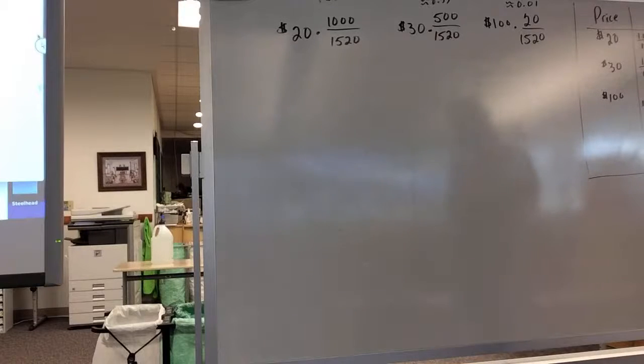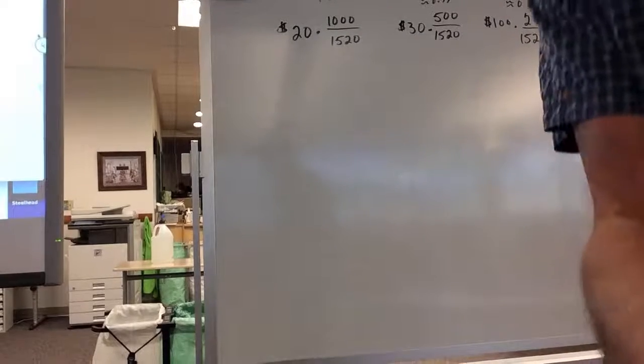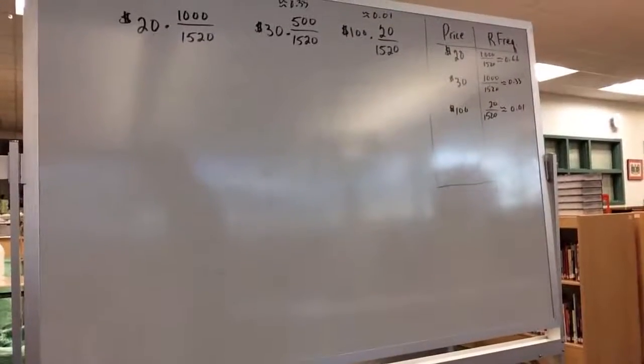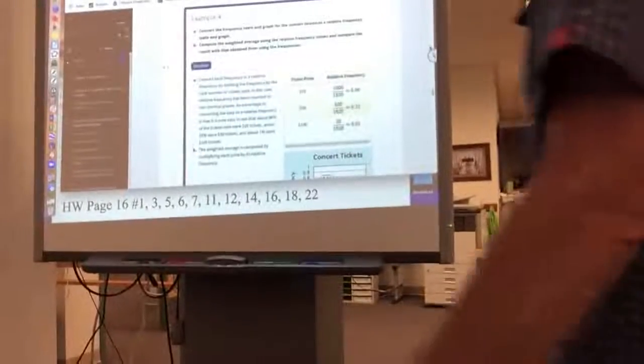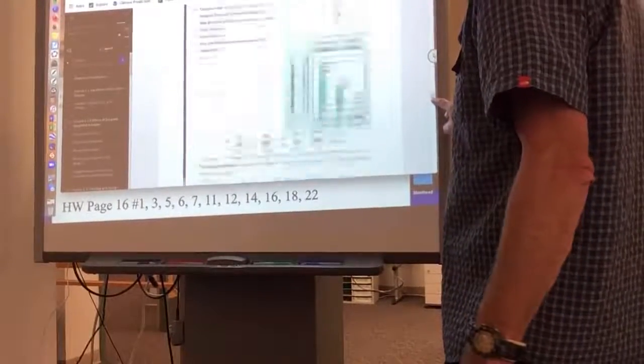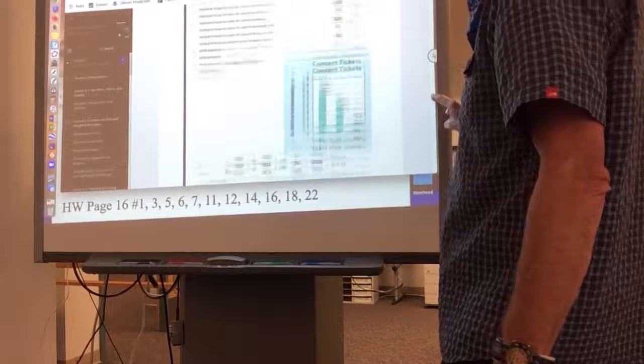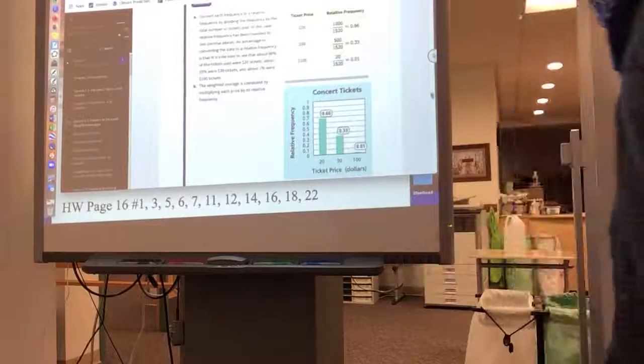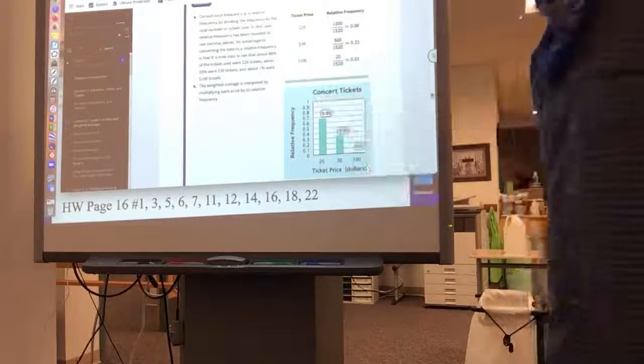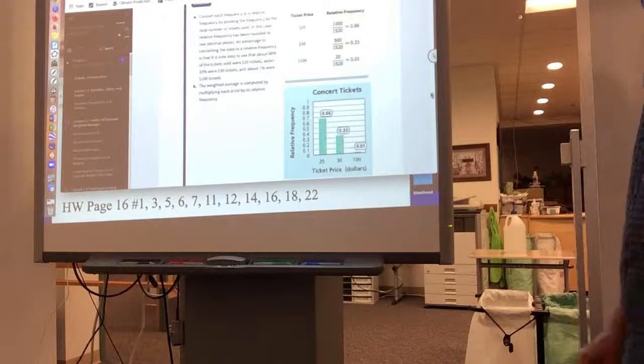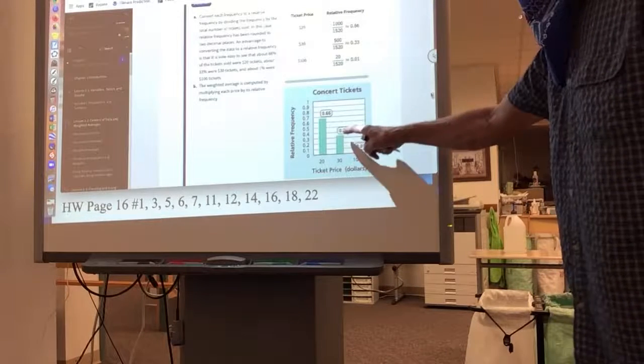And then if we graph this, we'll just look at what they did in the book. There's my relative frequency table, same as what's in the book, in the lesson. So here's a bar graph. They top out at 1, which is the same as 100%. So here's your 66, your 33, and your 1%.